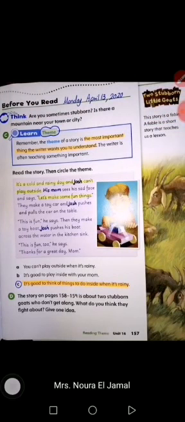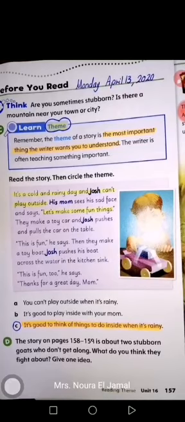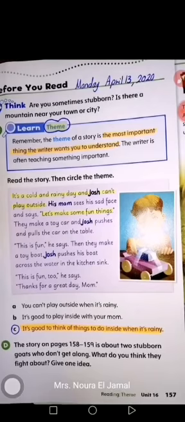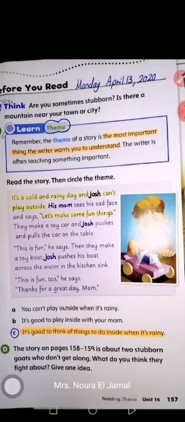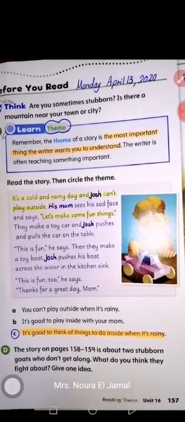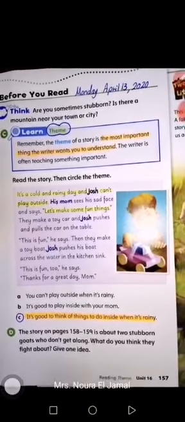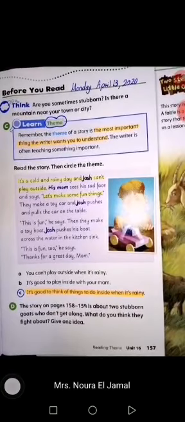Theme. Remember, the theme of a story is the most important thing the writer wants you to understand. The most important thing the writer wants you to understand. This is the theme. The writer is often teaching something important. Of course, he's telling something important in his story. Okay? So we have to understand this lesson. Read the story, then circle the theme.